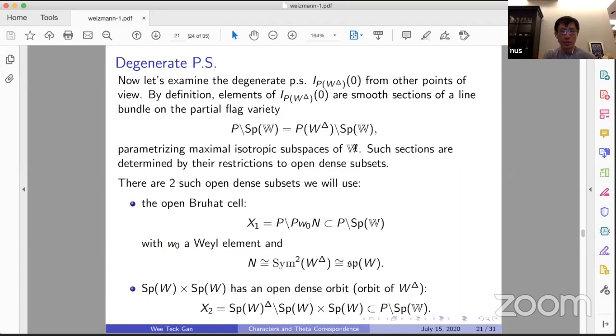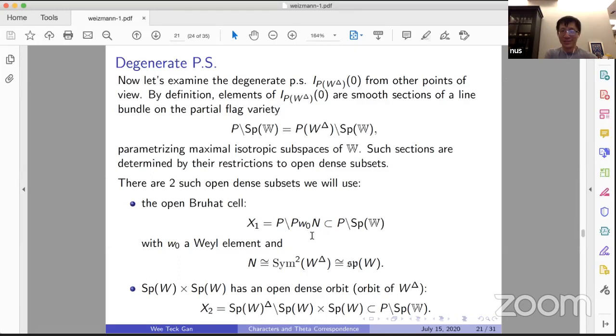As I mentioned, elements of the degenerate principal series are smooth functions on the group that transform by some characters under P. So you can think of these as smooth sections of a line bundle on this partial flag variety. Now, since they are smooth sections, they are determined by their restrictions to any open dense subset, because a continuous function is determined by its restriction to an open dense set. So there will be two open dense sets that are relevant to us.